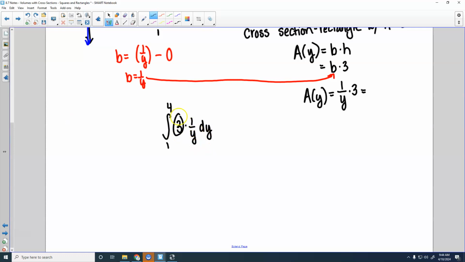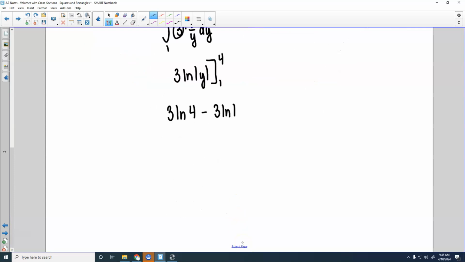The 3, really, we could just pull it out front, right? What is the integral of 1 over y? Natural log. So we're going to get 3 natural log of the absolute value of y, and we're going to evaluate that from 1 to 4. So we got 3 natural log of 4 minus 3 natural log of 1. Now, probably not going to leave the answer like that, because what is the natural log of 1? It is 0. So they might say 3 natural log of 4. Sometimes they are cruel.